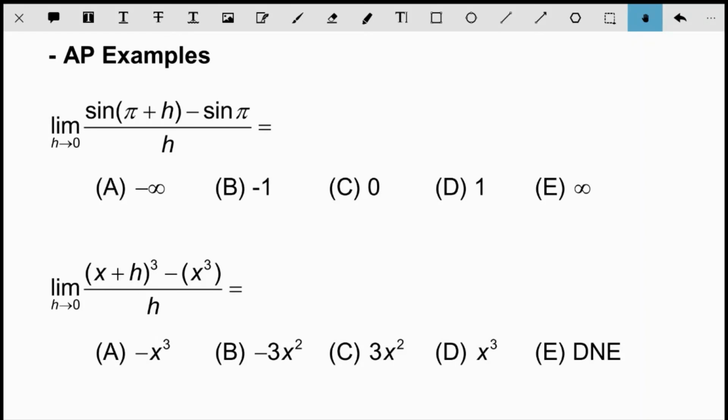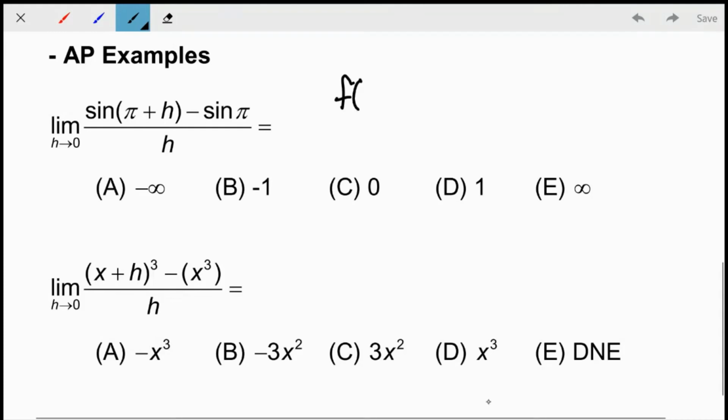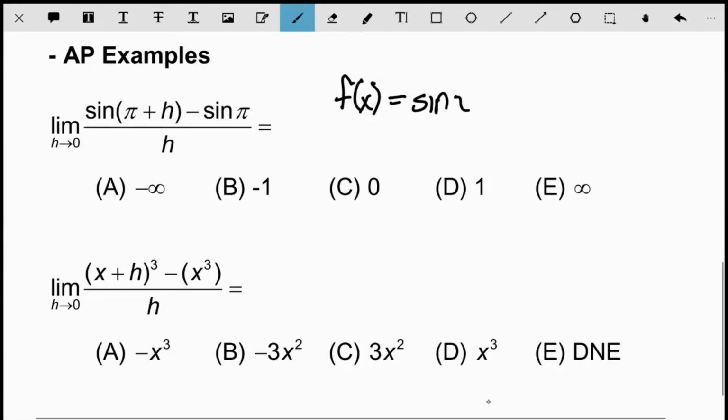they're asking for the derivative at a point. And you can see on this first one, we have sine of pi plus h minus sine of pi divided by h, limit as h approaches 0. What I'd like for you to be able to recognize is that this is the definition of a derivative at a point. Ideally, what you should be thinking about when you see this question is that this is using the function sine x, and the question is really asking, what is f prime at pi? So that's really what that question is.